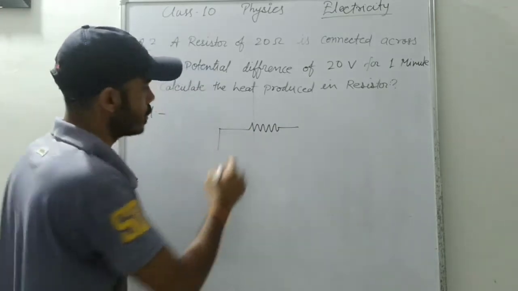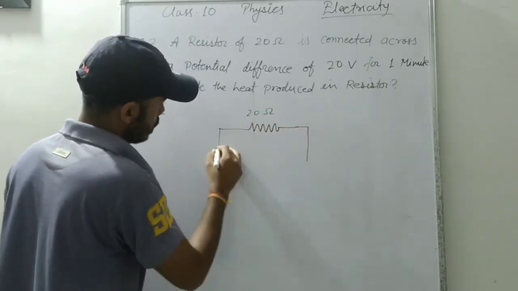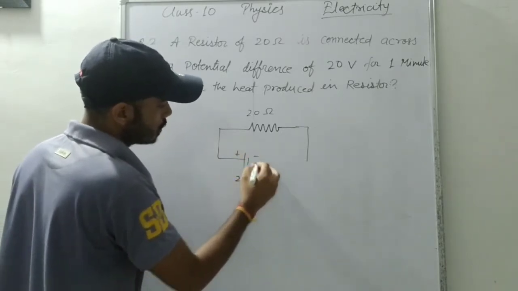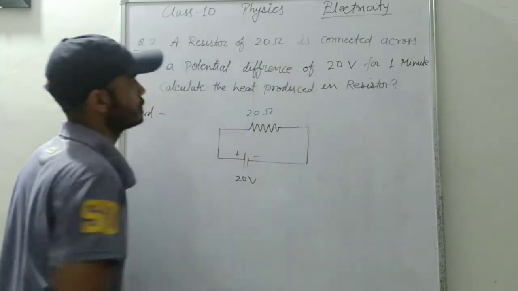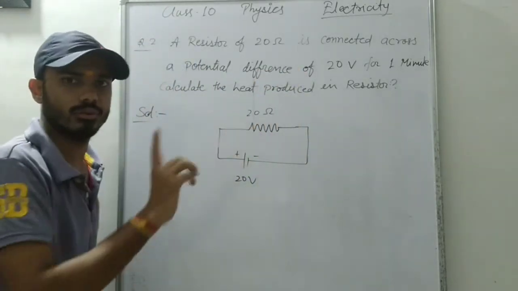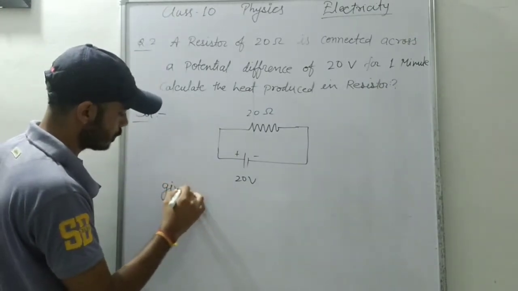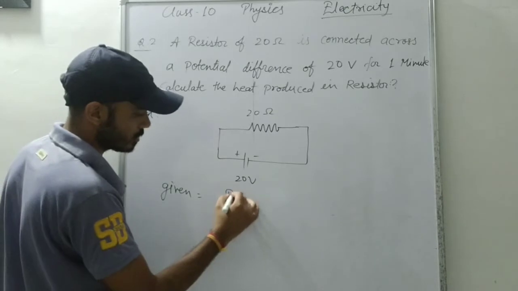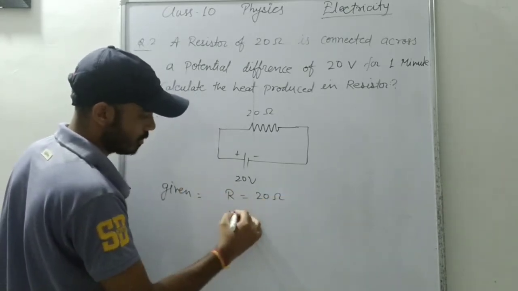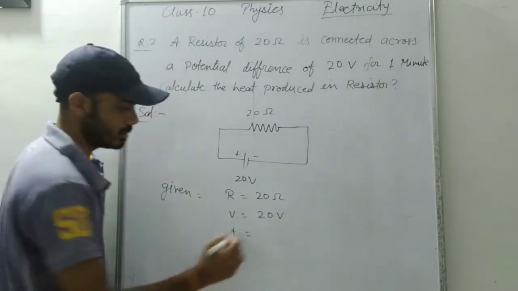Here is a resistor whose resistance is 20 ohm, and it is connected across a 20 volt potential difference. Okay, and the current passes through this resistor for 1 minute. Okay, so what are the given terms? Resistance R equals 20 ohm, V equals 20 volt, and time is 1 minute.